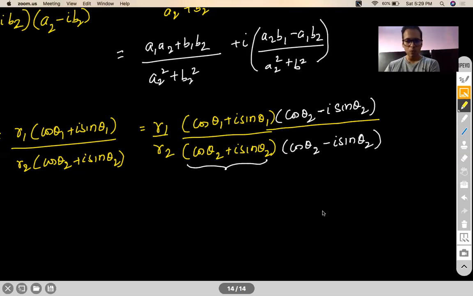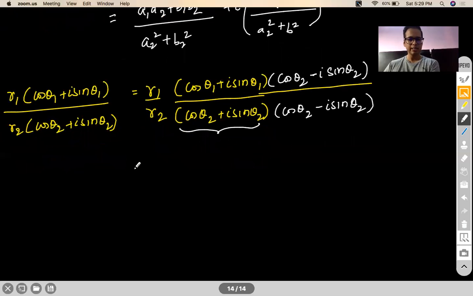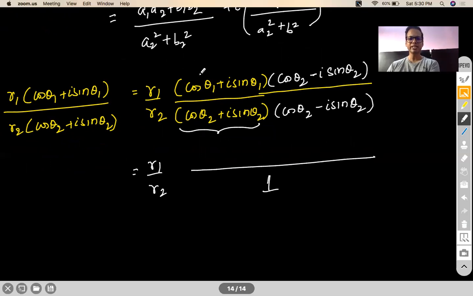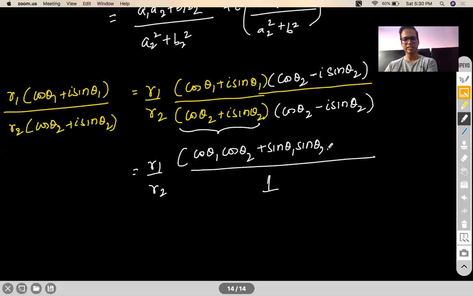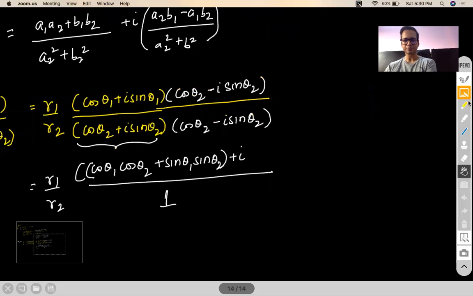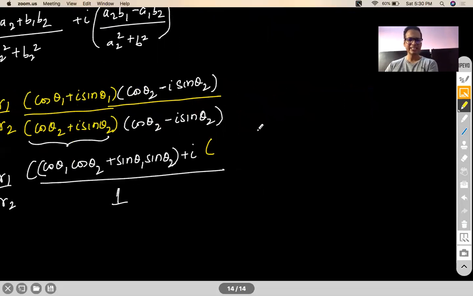Now, in the denominator, you are going to get cos square theta 2 plus sin square theta 2. That's a big one, right? Pythagorean identity, cos square theta plus sin square theta. On the numerator, you will get cos theta 1 cos theta 2, plus sin theta 1 sin theta 2. So this is the real part. Imaginary part, I will write it in yellow. So you'll have sin theta 1 cos theta 2 minus cos theta 1 sin theta 2.